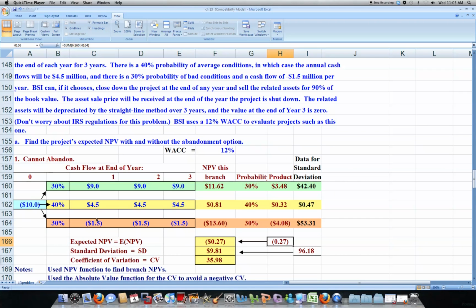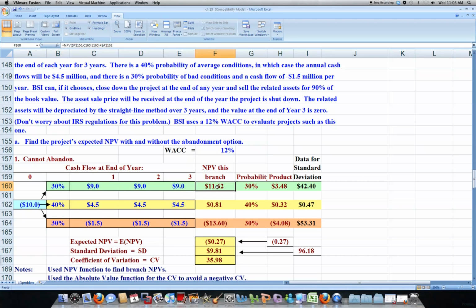Here we're going to set up our tree. Here's our $10 million that the project costs, negative, and we have a negative 10 here at the top, project time 0. Here we have our 30% excellent, average, and poor or bad conditions. If we have good conditions, we're going to have a $9 million cash flow for 3 years. There's 4.5 and negative 1.5 for bad conditions.